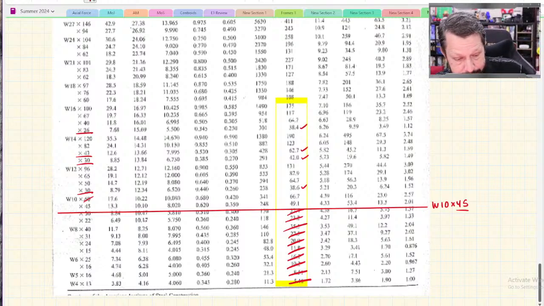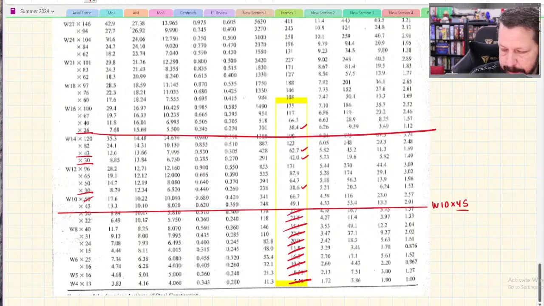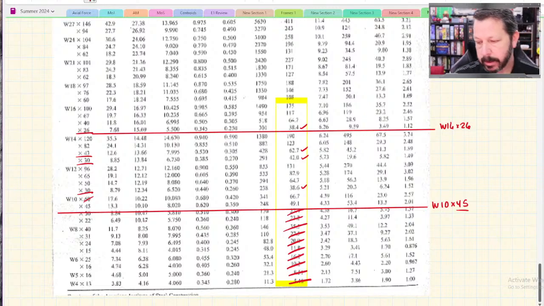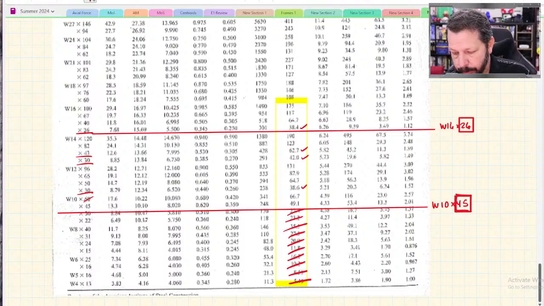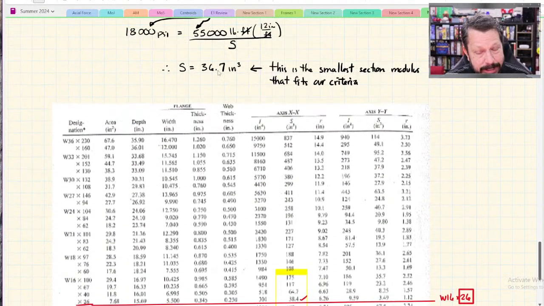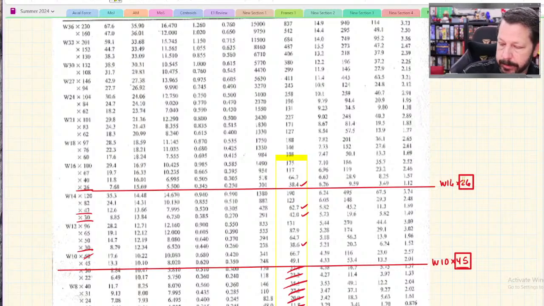So technically, assuming I didn't have any other constraints, the best beam for this choice would be this guy, the W16 by 26, because the 26 is lighter weight than the 45. So it's a taller beam. I went from a 10-inch beam to a 16-inch beam, but it's significantly lighter weight, and it does the job that we need. It's got a 38.4 section modulus, where I only needed 36.7. So technically, my choice would be the W16 by 26.